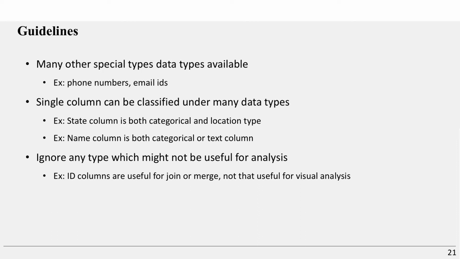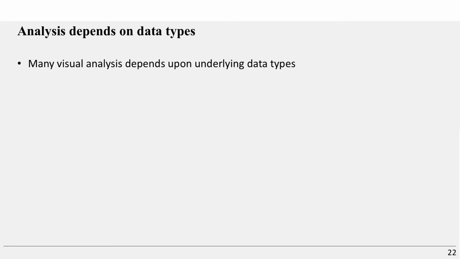Please note that for many other columns, we might tend to ignore them for our analysis. For example, ID columns, which are mainly useful while we join or merge the data frames, are not going to be useful for our data visualization. For any analysis that we choose or for any visual that we plot, it depends mainly upon these data types.